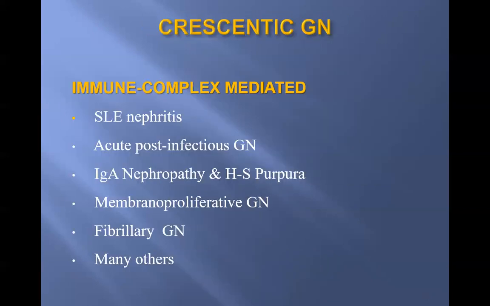So immune complex mediated. It is caused by either SLE nephritis, acute poststreptococcal, IgA nephropathy, HSP, membranoproliferative glomerulonephritis, fibrillary glomerulonephritis, or many others. Okay? We take all of them. When you start understanding that these are all diseases, remember, there is only one disease which is anti-glomerular basement membrane. Only one. The other one is immune complex. So you have to remember only one disease, which is anti-GBM, which shows a linear pattern. Okay, clear?